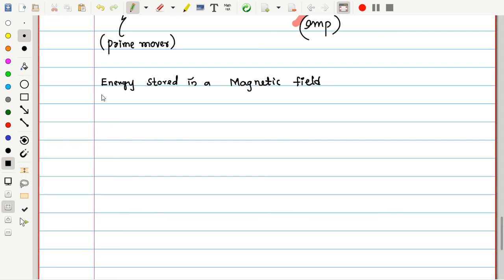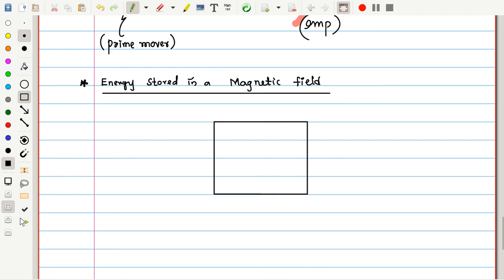This subsection is very, very important. Carefully concentrate on this term. Here we are much interested in the stored energy in the magnetic field, for which let me take a simple magnetic circuit that we might have dealt with several times previously. Any magnetic circuit consists of a core and coil assembly.